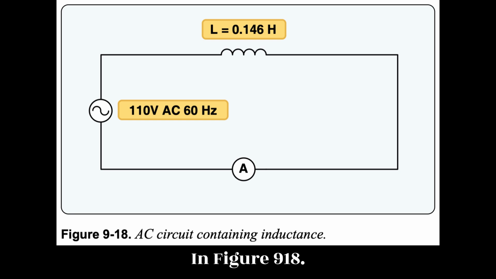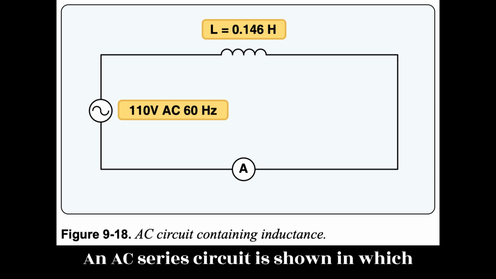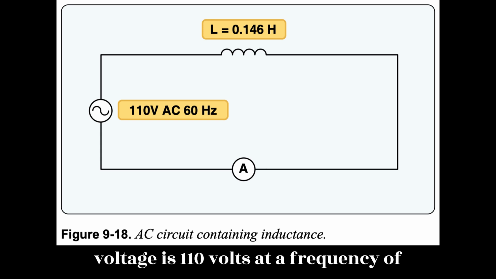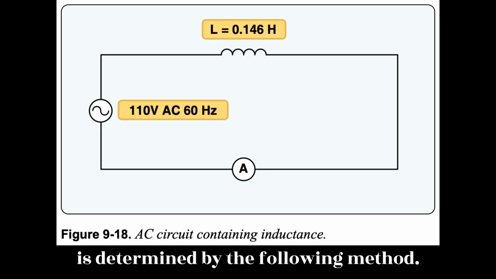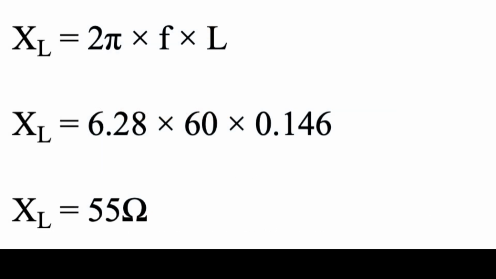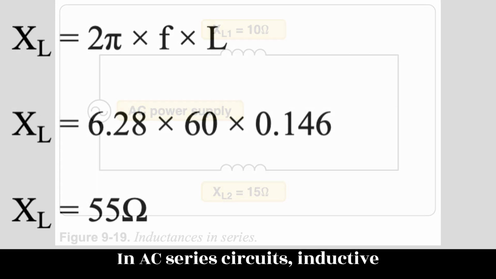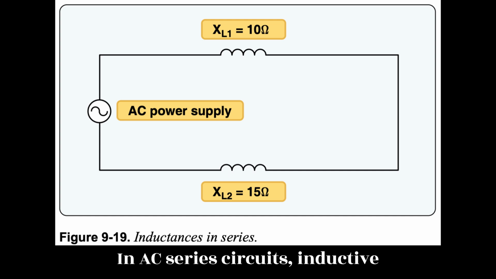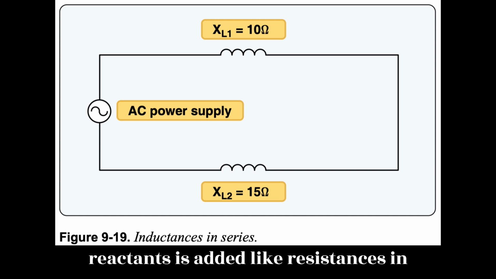In Figure 9.18, an AC series circuit is shown in which the inductance is 0.146 henry and the voltage is 110 volts at a frequency of 60 cycles per second. Inductive reactance is determined by the following method. XL equals 2 pi times F times L. XL is equal to 6.28 times 60 times 0.146. XL equals 55 ohms.